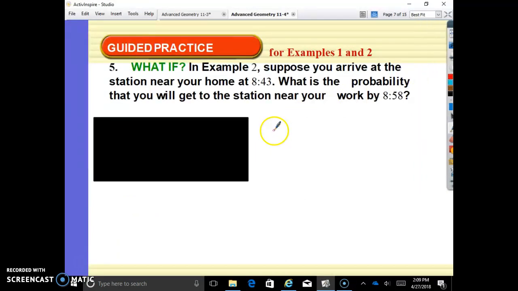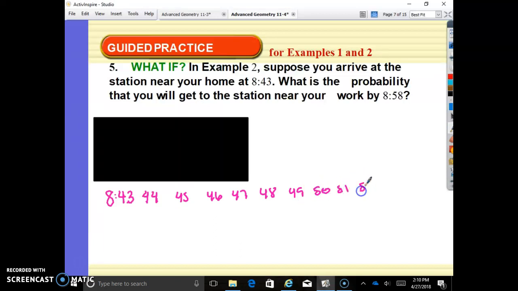In example 2, suppose you arrive at the station near your home at 8:43. What is the probability that you'll get to the station near your work by 8:58? All right, so if you got there at 43, 44, 45, and so on, it'll definitely be there by 8:55 because it's every 12 minutes. And it takes 9 minutes to get to work.